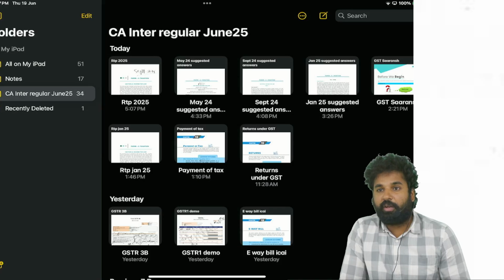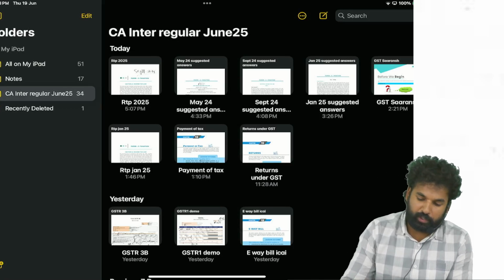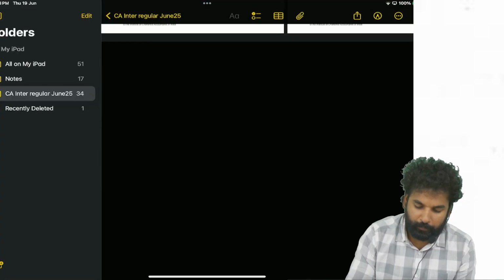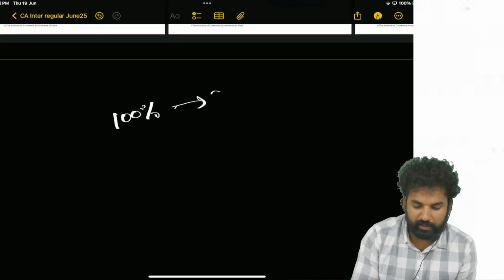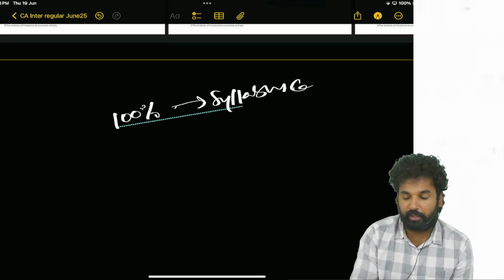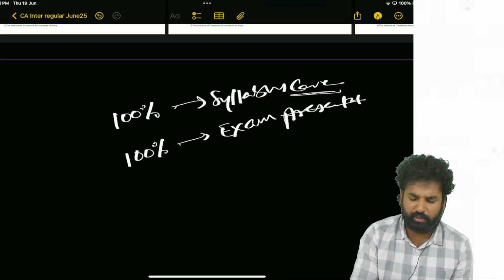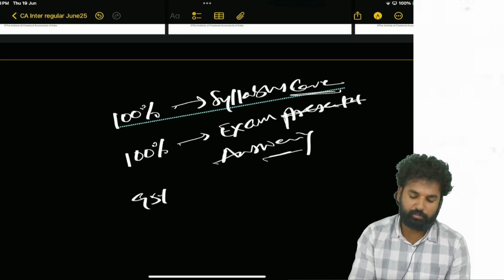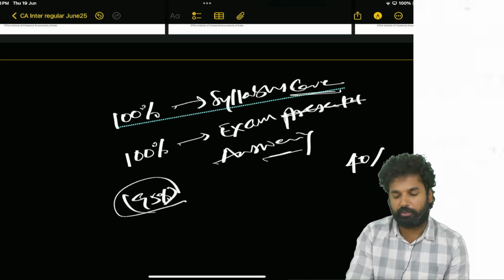Concentrating on GST rather than on income tax is so much more important from a scoring point of view. And regarding this exam, 100% syllabus coverage is important, and 100% exam presentation, in the sense of answering, is important. At least 95% of your answer should be right. So no doubt you can easily cross 40%.